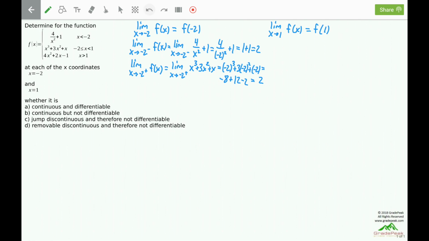We also need to check f of negative 2. And f of negative 2 is evaluated where negative 2 is included, and that'll be here. And so that will give us negative 2 cubed plus 3 times negative 2 squared plus negative 2, which is the same as the right-sided limit of negative 2, and so this will also come out to a value of 2. So we have the left side limit, the right side limit match, and it matches f of negative 2, all three of them match, and therefore it is continuous at negative 2.